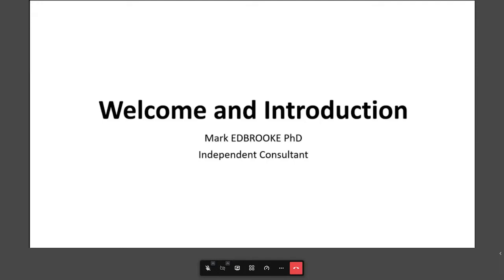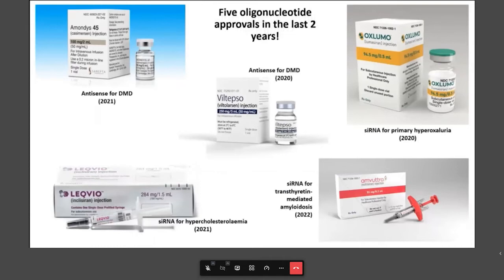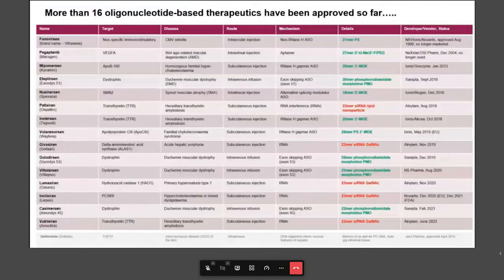So I have a question for you, and that is, what is exciting about the drugs depicted on this slide? And the key is that these are all oligonucleotide-based medicines that have been approved in the last 2 years. And this demonstrates the extraordinary progress that's been made by this modality of drug in recent times. In fact, what it now means is that there are more than 16 oligonucleotide therapeutics that have been approved, and that is not including N-of-1 drugs like Milasen.